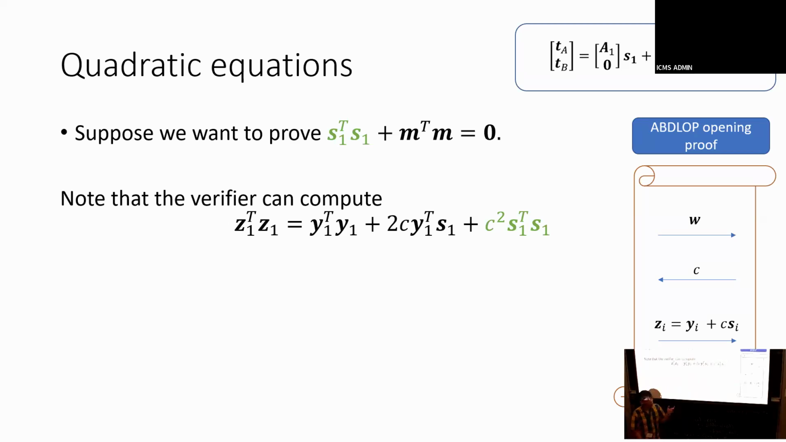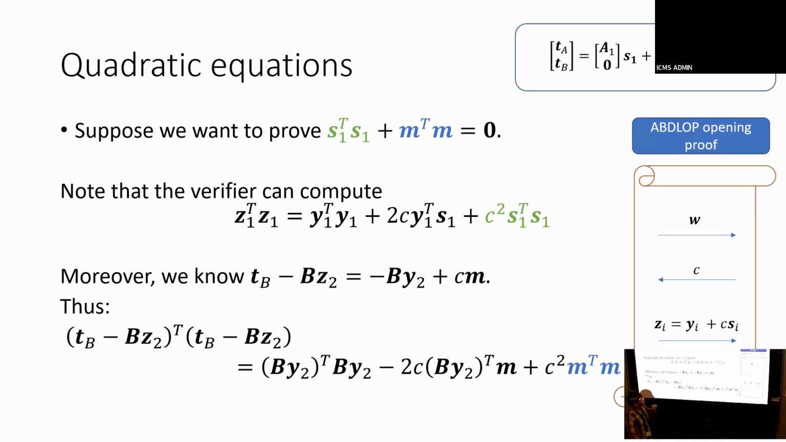Now we're using the fact that given S2, I can compute M. So M is derived deterministically from S2. Exactly, I will use the following property, that TB minus BZ2, where Z2 is Y2 plus CS2, is equal to minus BY2 plus CM. This equation here is derived exactly from the definition of M at the top.